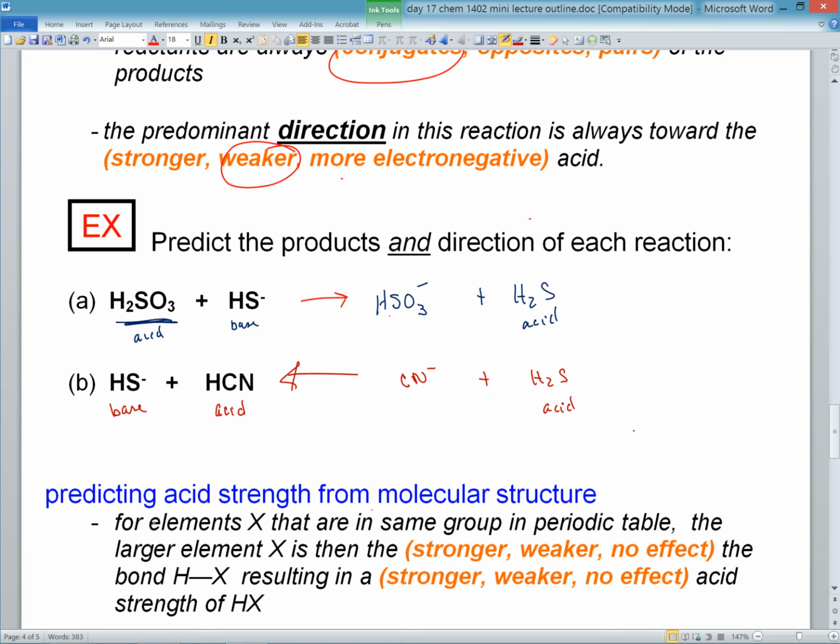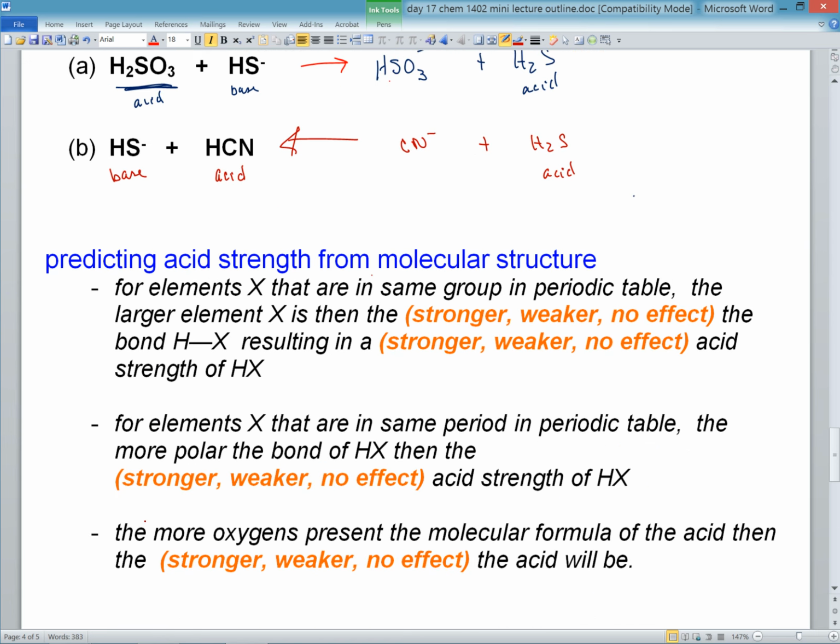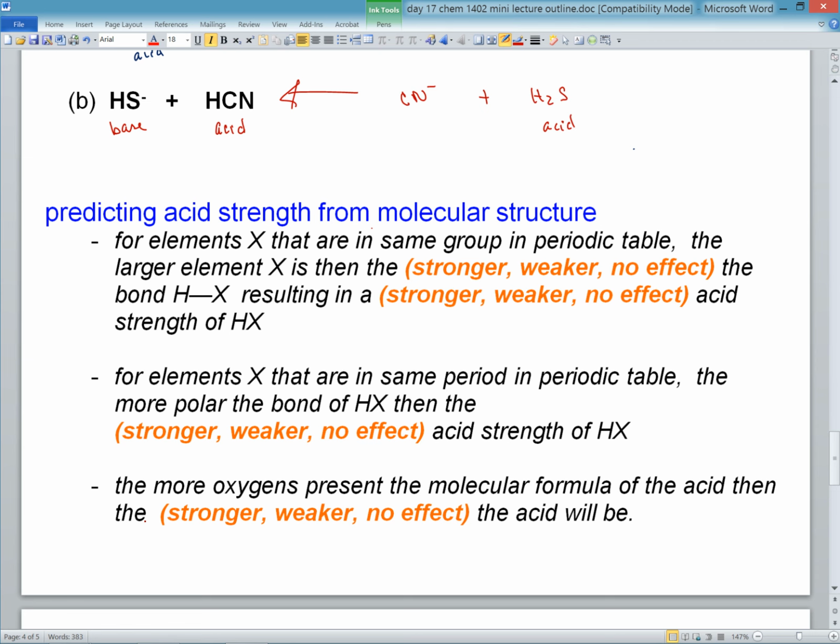Okay. So one more thing before we go to the boards. We want to be able to look at a chemical structure, a chemical formula, and just predict whether it's going to be a stronger acid than others just by looking at the formula. So I'm just calling X any element on the periodic table, besides H plus. Now these elements are all in the same group in the periodic table.